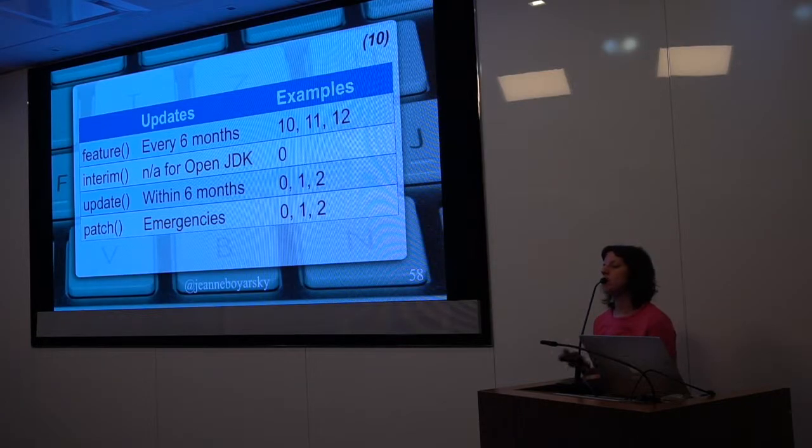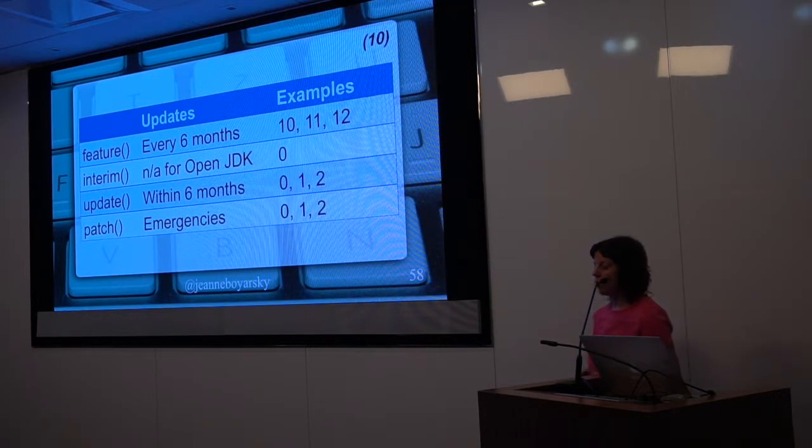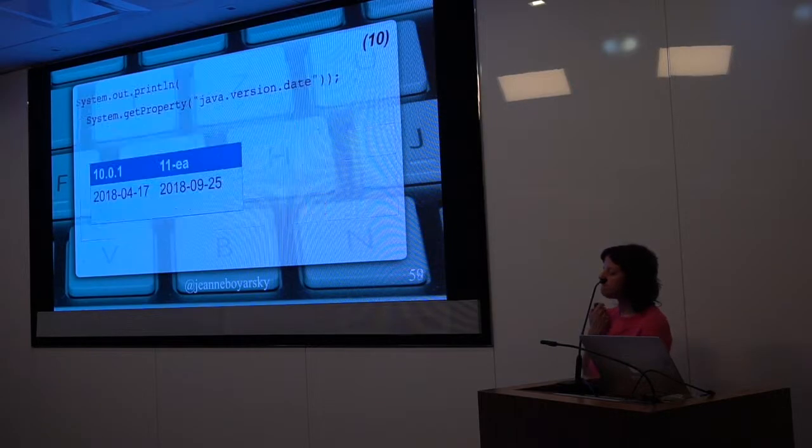Let's take a look at what each of those are. Feature is what comes out every 6 months. That's Java 10, 11, or 12. Interim doesn't apply for the OpenJDK because it's such a short release model. It stays with 0. For a JVM that has a longer release cycle like Oracle's, it starts with 0 and they're still figuring out how it's going to work. Updates are planned updates. For OpenJDK, that's 0, 1, and 2 within the 6-month window. And patches are for emergency use. There have not been any so far. Yes! Emergencies are things that make the news. This isn't the type of thing you want in the news.